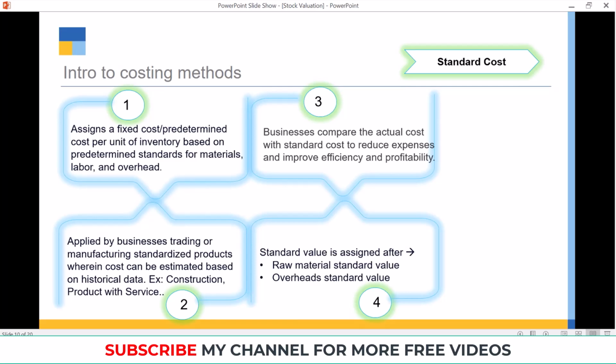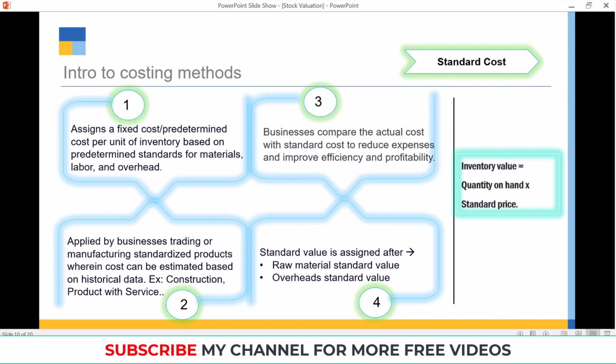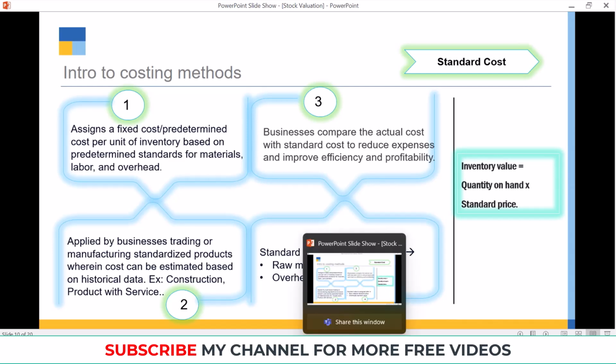So where can we reduce the cost? How is it possible? It helps in such decision making as well. And standard value is assigned after raw material standard value over its standard value. So inventory value is equal to quantity on hand into standard price. So standard price is the one which we are going to consider here.